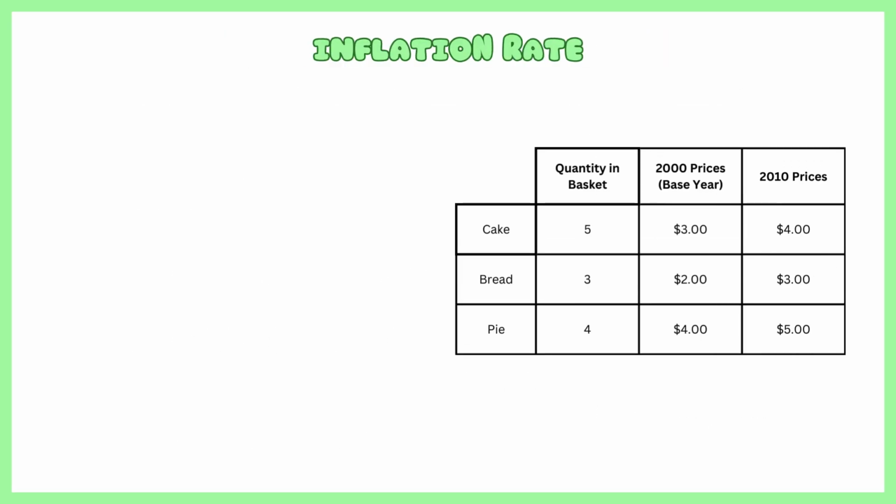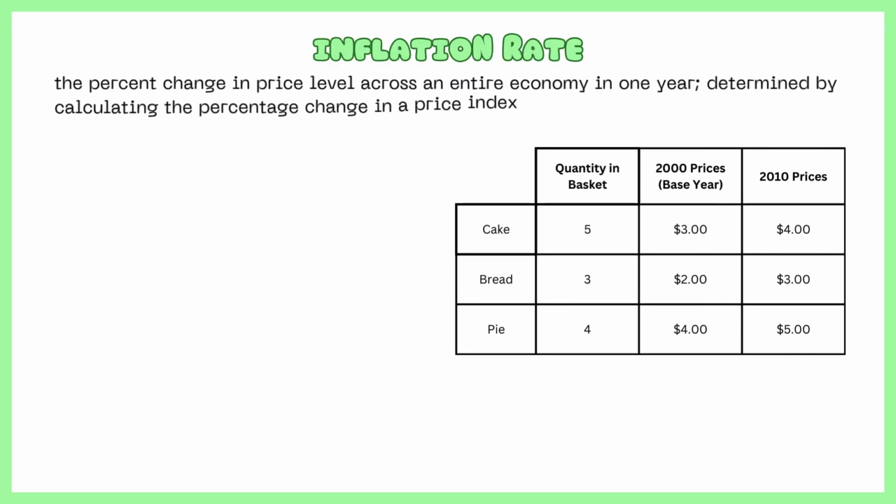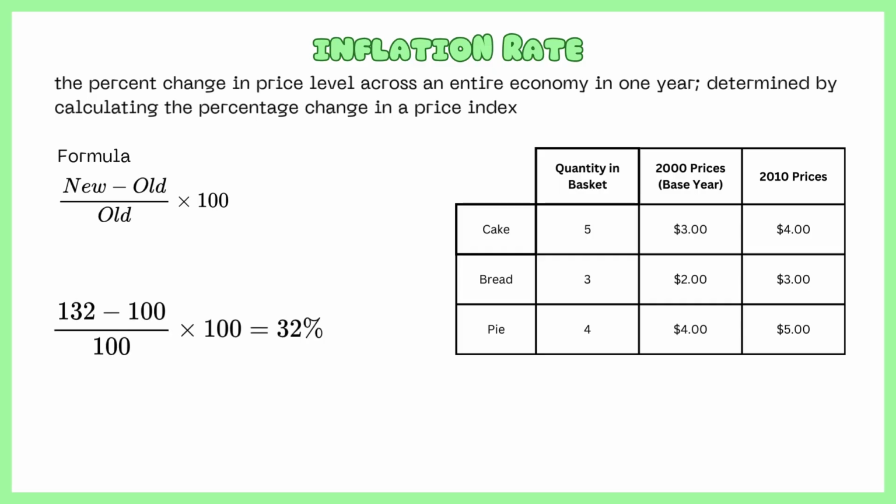The inflation rate is the percent change in price level across an entire economy in 1 year, and it's determined by calculating the percentage change in a price index, such as CPI. The formula for the inflation rate is the new CPI minus the old CPI divided by the old CPI times 100. Using the CPI values from earlier, we get 32% inflation over those 10 years.